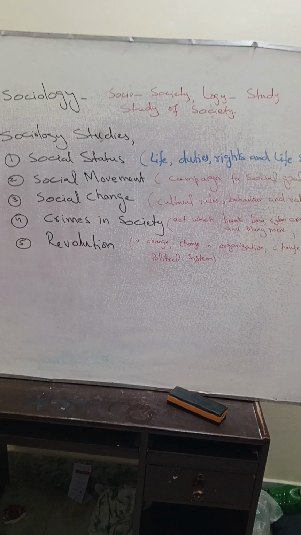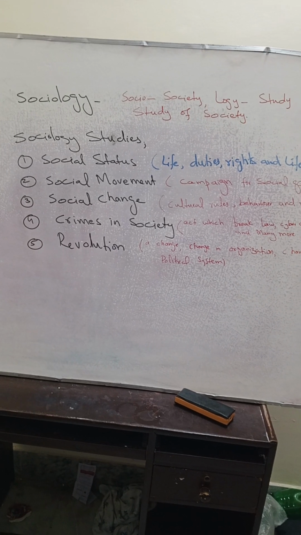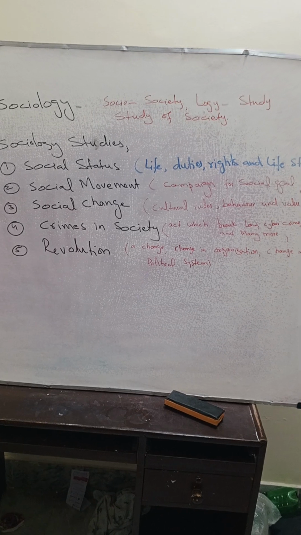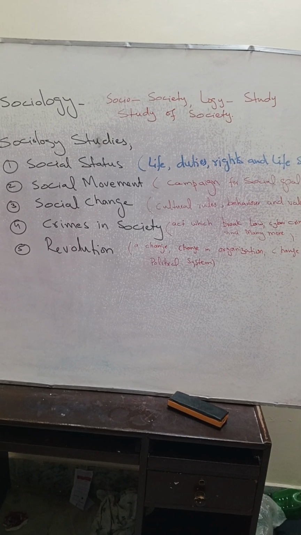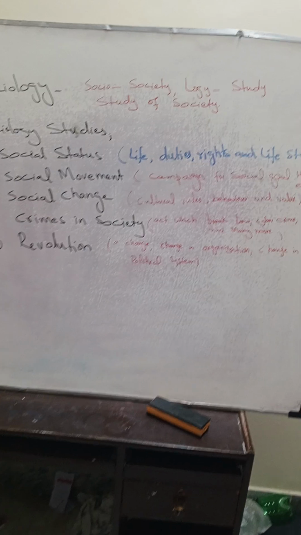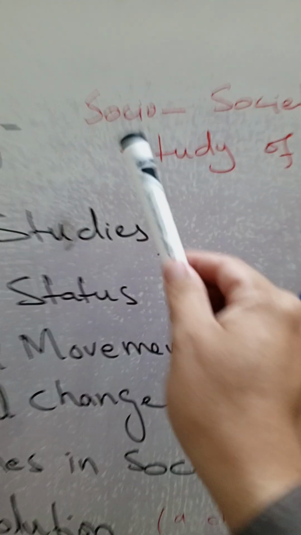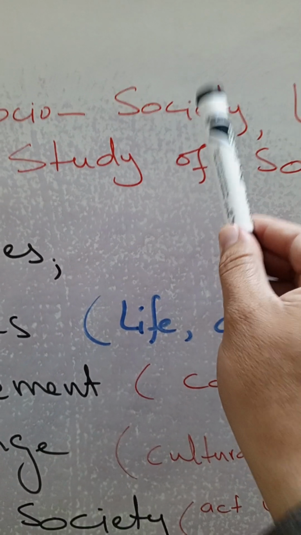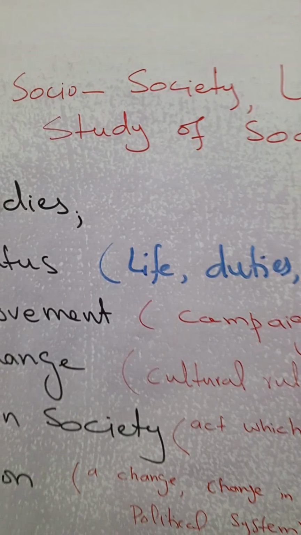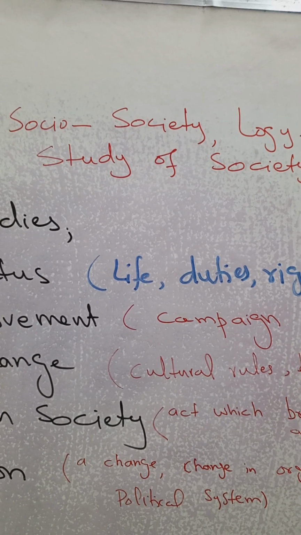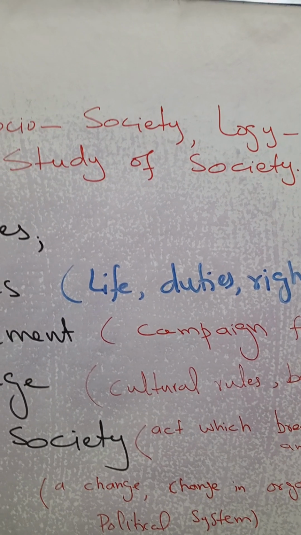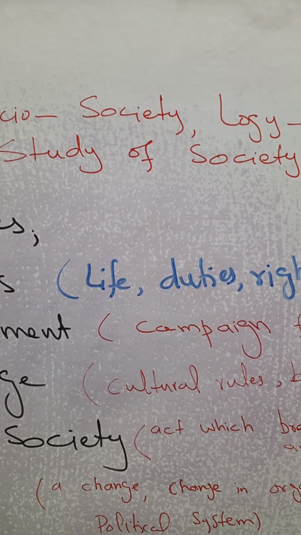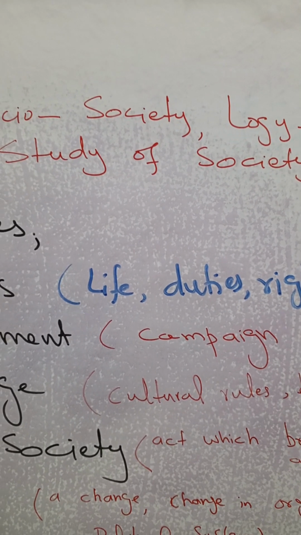First of all, it is necessary to introduce the subject. Basically, sociology is the combination of two words: social and logy. The word social means society, and society is basically the human groups where humans interact with each other and fulfill the needs of each other. They group in a cluster, and that group of people is known as society.